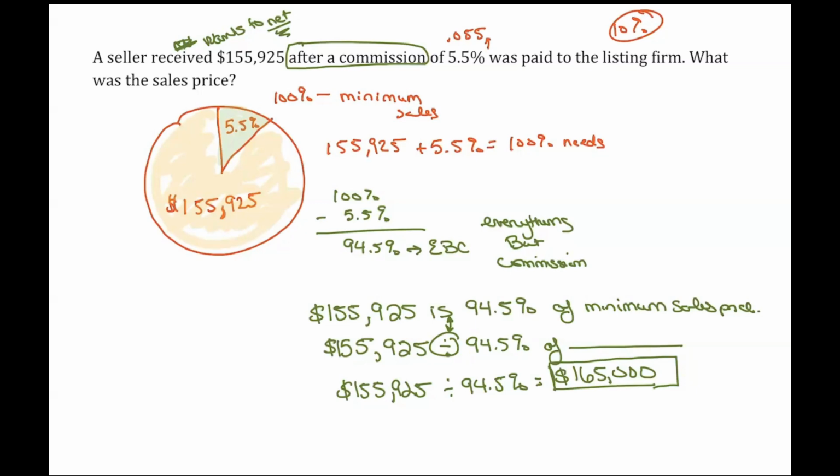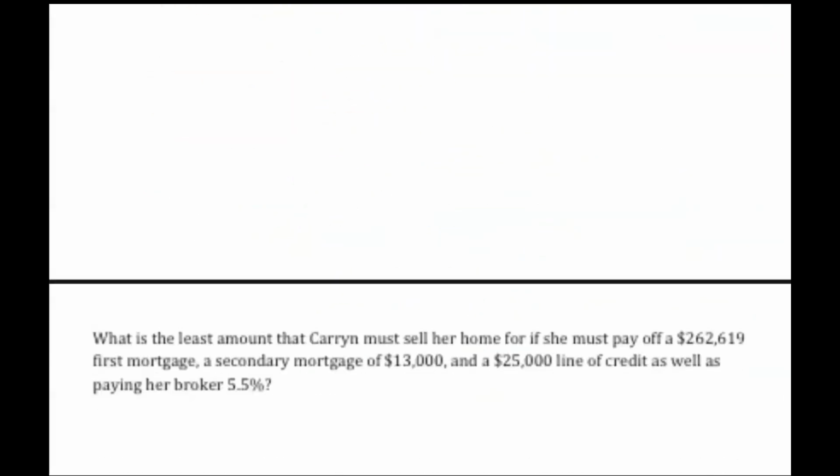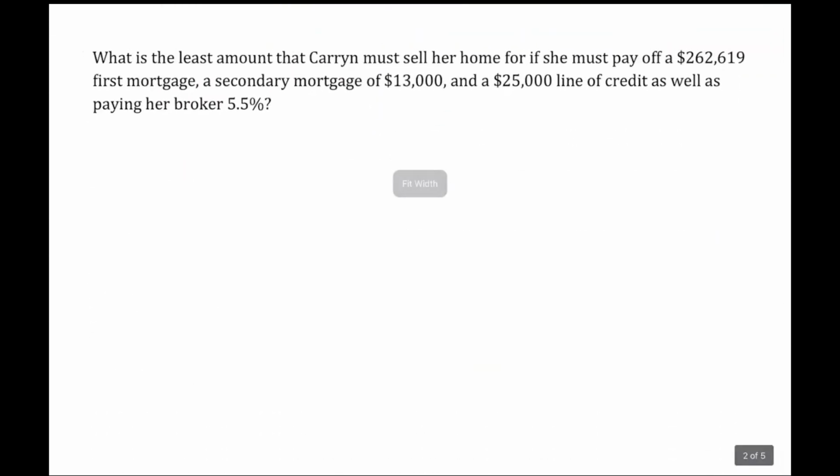Okay. Let's try another one. So this one says, what is the least amount Karen must sell her home for if she must pay a $262,619 first mortgage, a secondary mortgage of $13,000, and a $25,000 line of credit, as well as paying her broker 5.5%. So the key to this one is, it says, what is the least amount that she must sell her home for? Do you see how that kind of relates back to what's the minimum sales price?